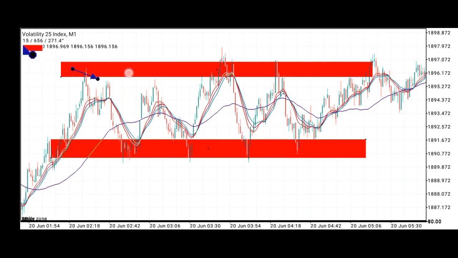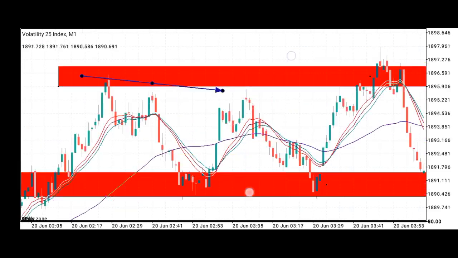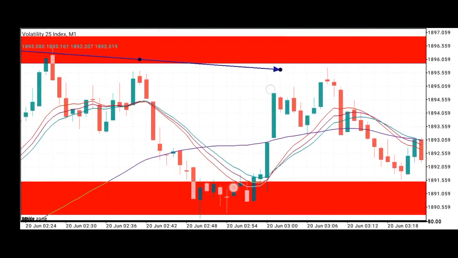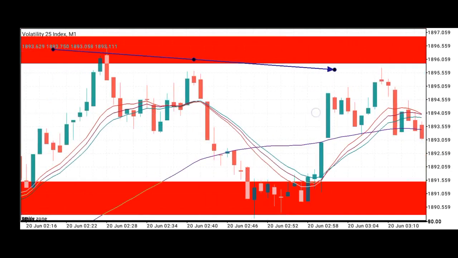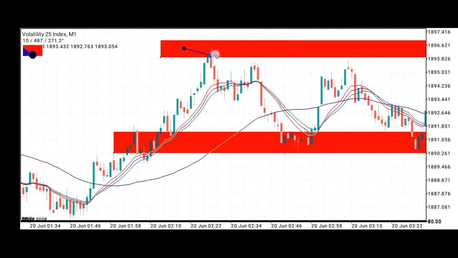Okay, so 1, 2, you just draw your support first, then you draw a resistance. Now let me zoom in. Sorry about that. This is a ranging market. Let me zoom in. You want to wait for a time whereby all those moving averages close below a candlestick at the resistance zone.